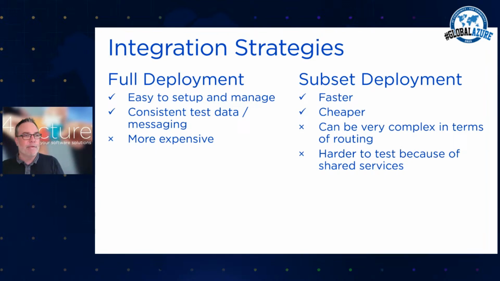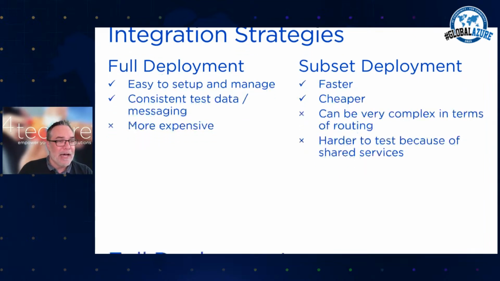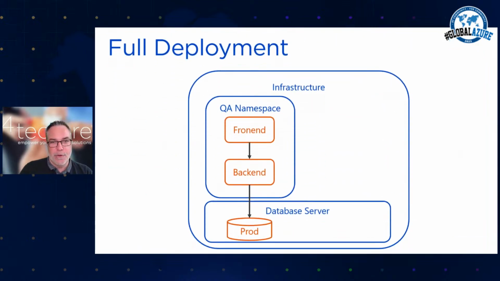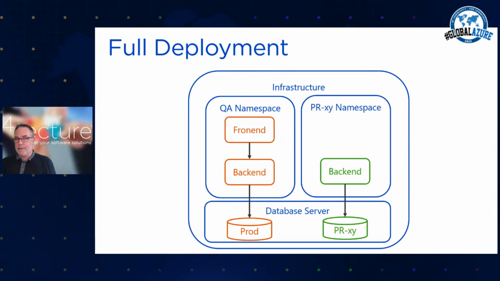On the other hand, we could use a subset deployment, which is faster and cheaper, but it could get really, really cumbersome finding the logic of how to combine that. As an idea, what that means is the following. Either we do a full deployment. So we have a pull request deployment, we have a dedicated database for sure, and we deploy all the services, even if they changed or didn't change.